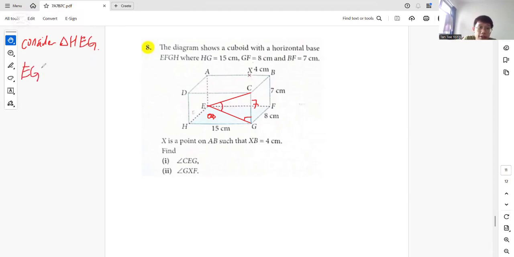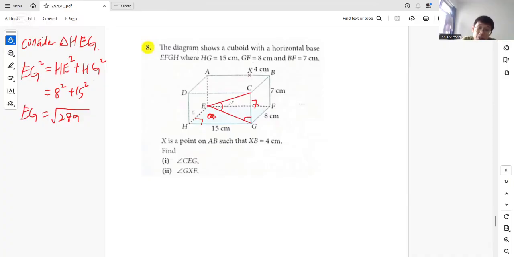We have EG square, Pythagoras theorem, because this is supposed to be 90 also. It's a rectangular base. So EG square equals HE square plus HG square, which equals 8 square plus 15 square, since HE is the same as GF, and HG is just 15. So EG equals square root 289. I just write it in this form first, because this is not my final answer anyway. So we found that EG is square root 289.